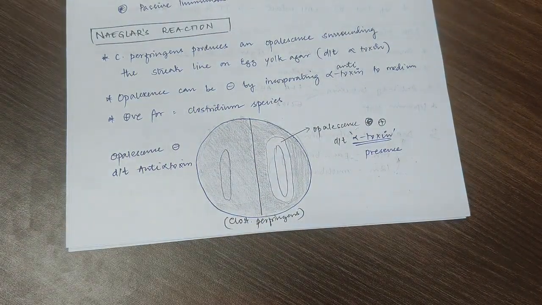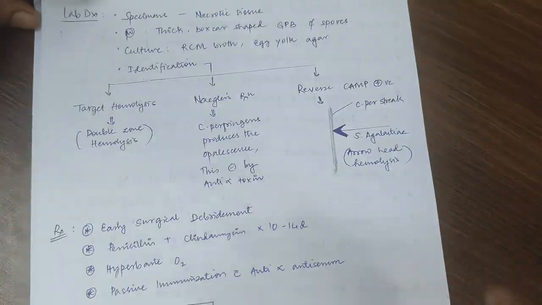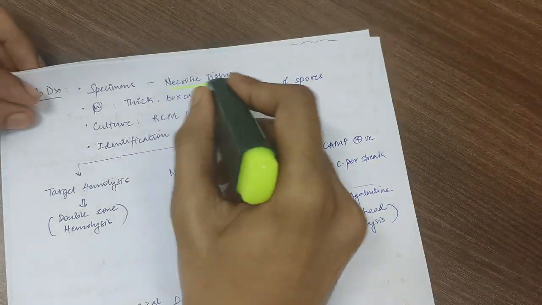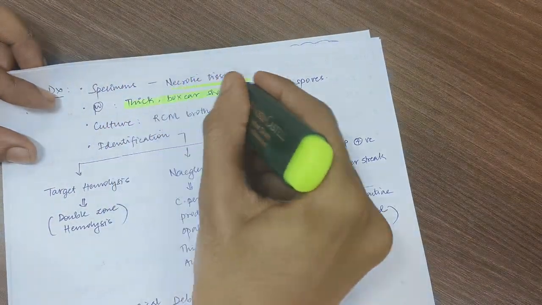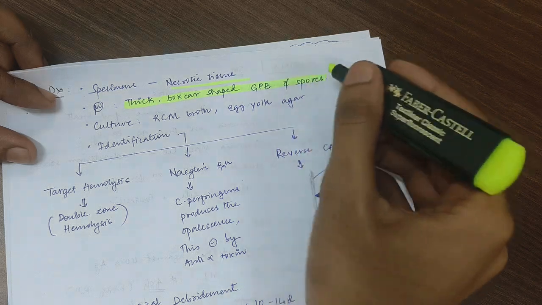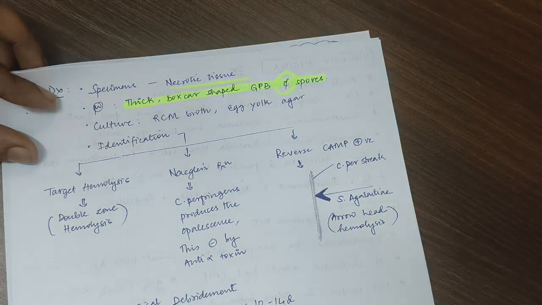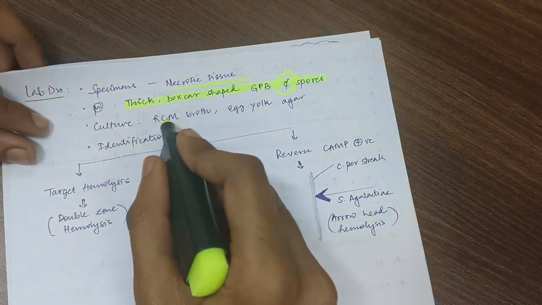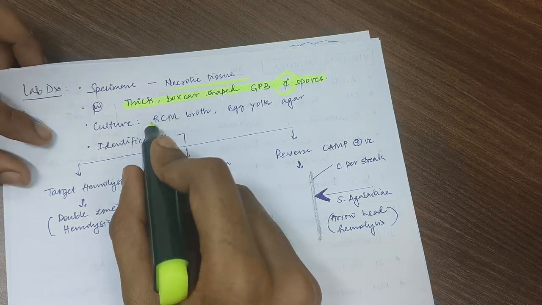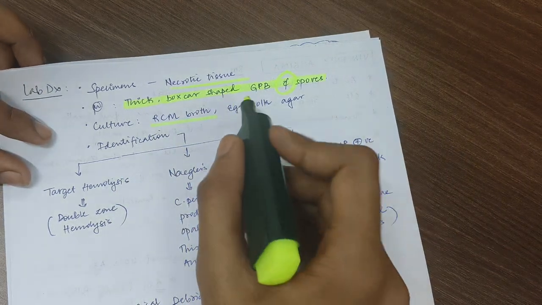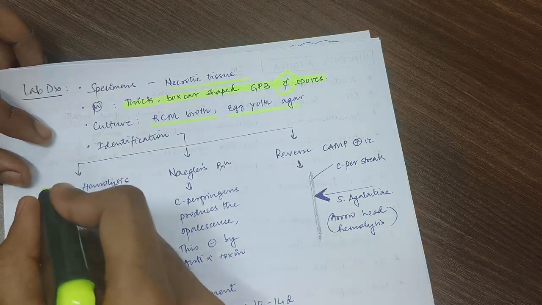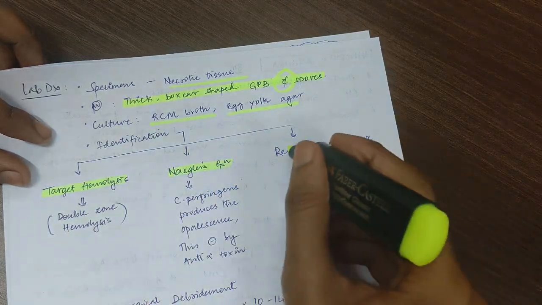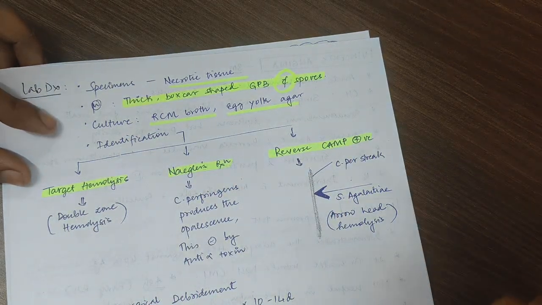And then coming to the lab diagnosis. In the lab diagnosis, the specimens are collected from the necrotic tissue. You are going to see thick boxcar shaped gram-positive bacilli without spores. Remember, it is without spores. Other clostridia are spore forming, but this perfringens doesn't form any spores. Okay, culture, I have told you it is anaerobic, so I am going to use Robertson cooked meat broth and egg yolk agar. Identification: target hemolysis, Nagler's reaction, and reverse CAMP test being positive here.